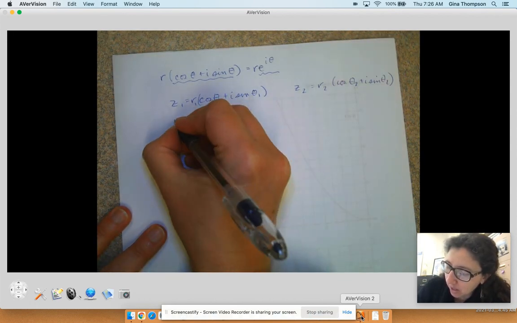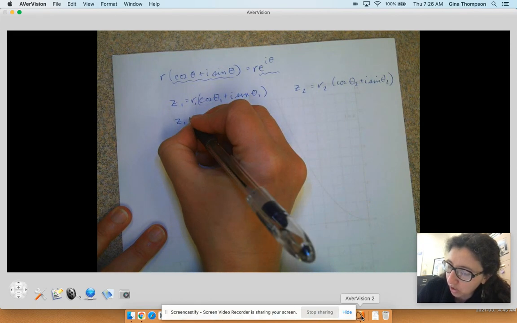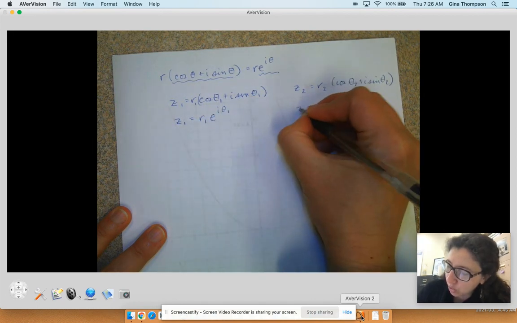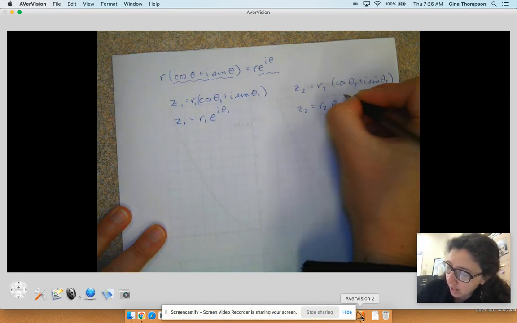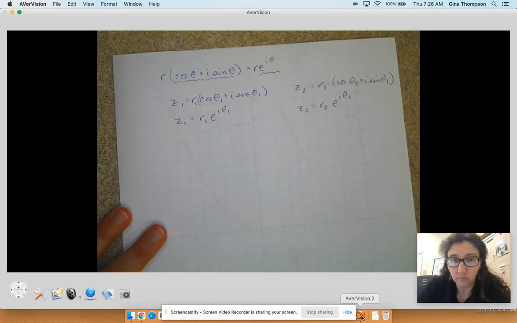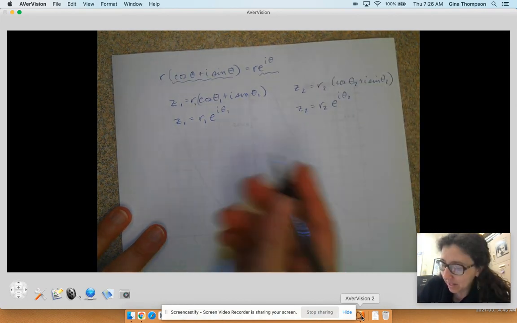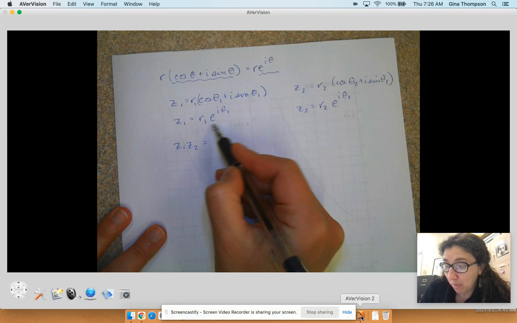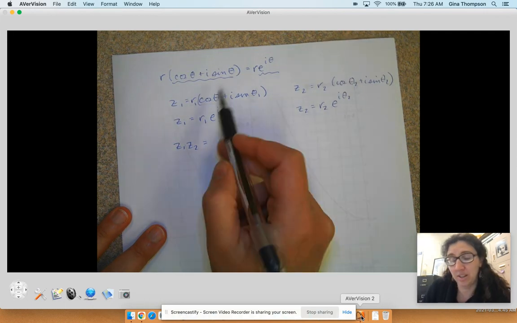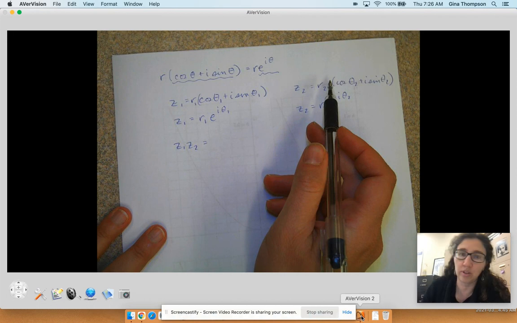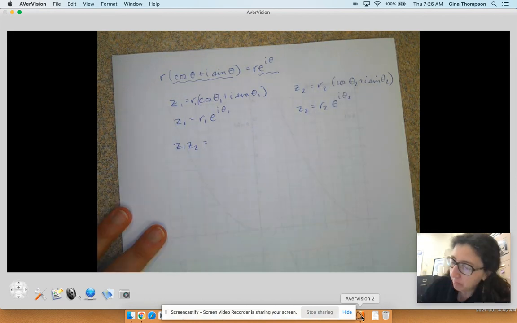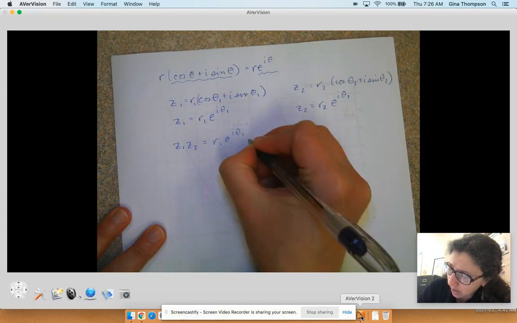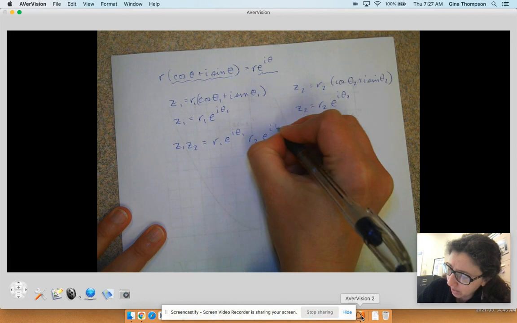Well, let's think about this using Euler's formula. We could just write z1 as r1 e to the i theta 1, and we could write z2 equals r2 e to the i theta 2. Now if we want to multiply these together, z1 times z2, you can see how much easier it's going to be compared to multiplying out the polar forms and using different identities. Let's just multiply these together. We have r1 e to the i theta 1 times r2 e to the i theta 2.